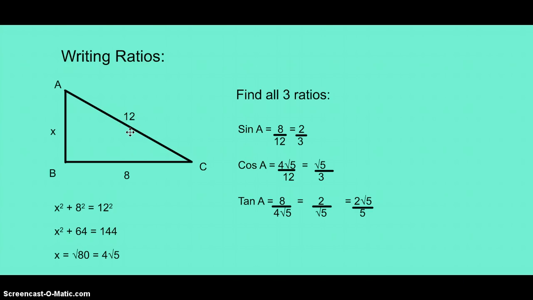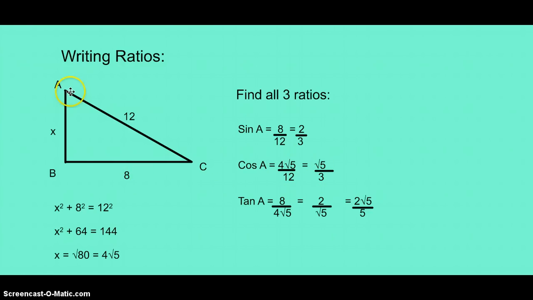Cosine requires a little bit more of a complex problem because now we're going to get radicals in our fraction. From angle A, the adjacent side was x, so that's our 4 radical 5, and the hypotenuse is 12. So the cosine of A is 4 radical 5 over 12, which you reduce that fraction just like you do any other. 4 12ths reduces to 1/3, and the radical 5 stays there.